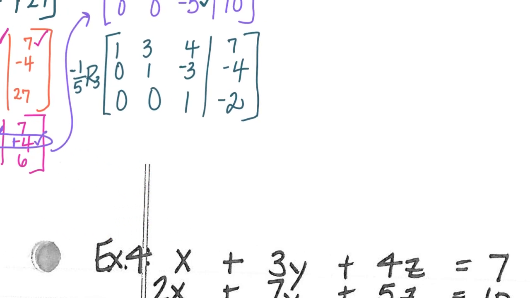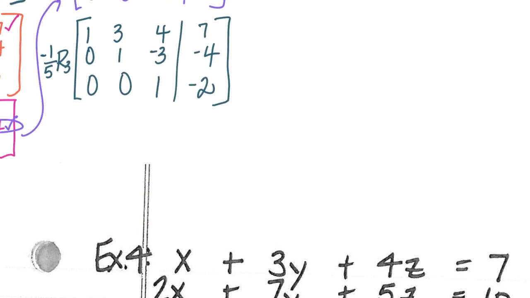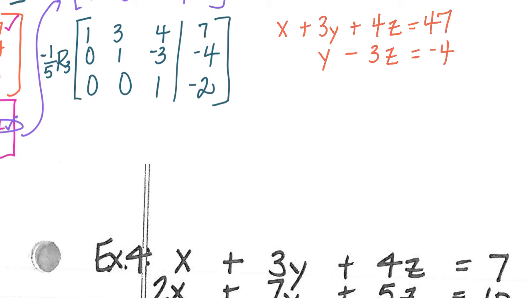So what this is saying from right here, if I wanted to go back, I could do this, x plus 3y plus 4z equals 47. Y minus 3z equals negative 4. And z equals negative 2. So when I'm looking for my answer, I know z's already solved for. And now I could use back substitution.